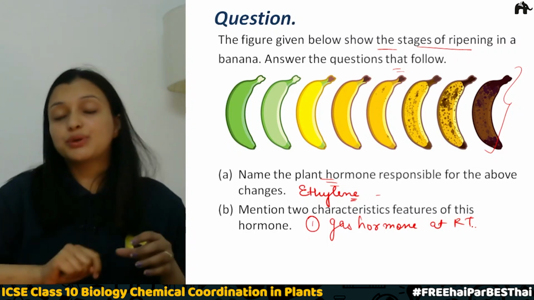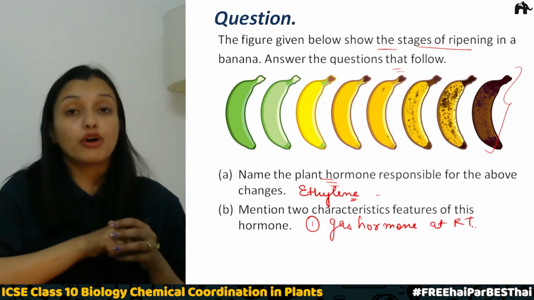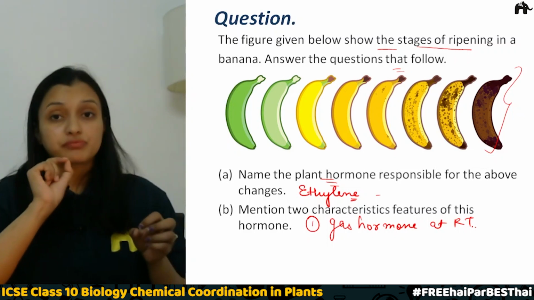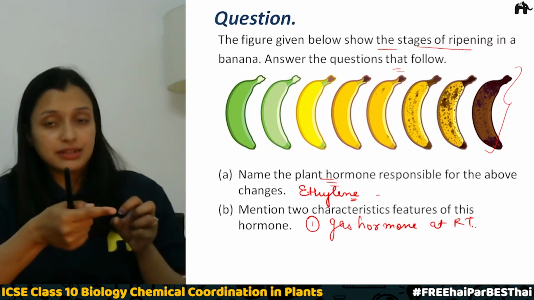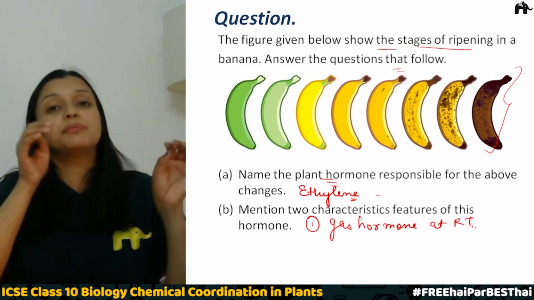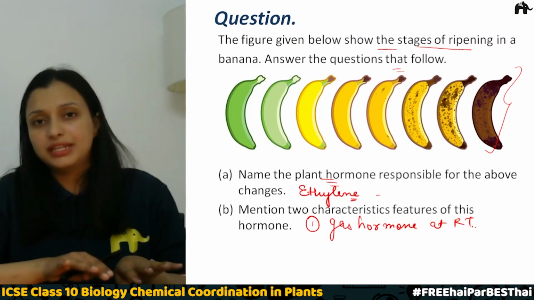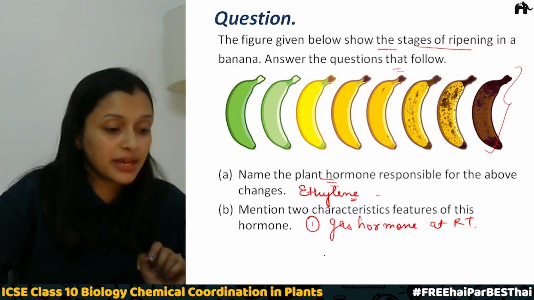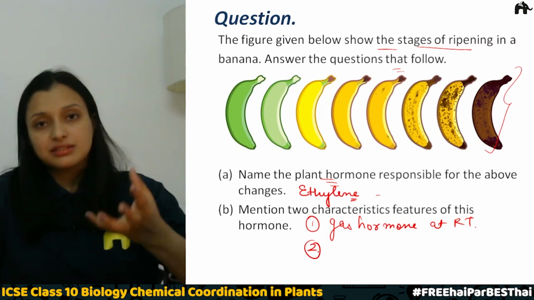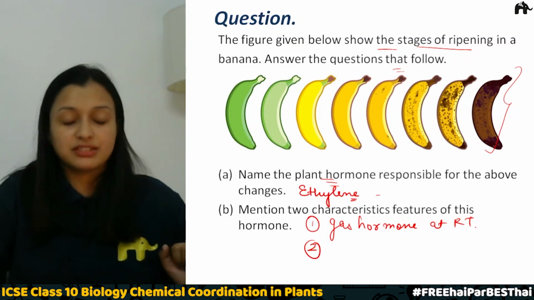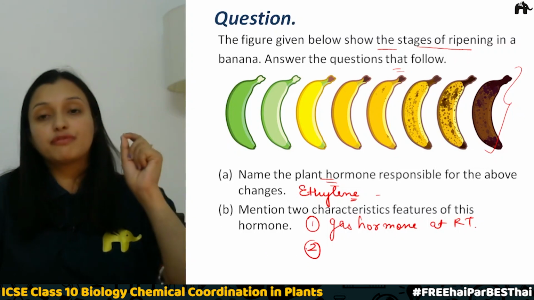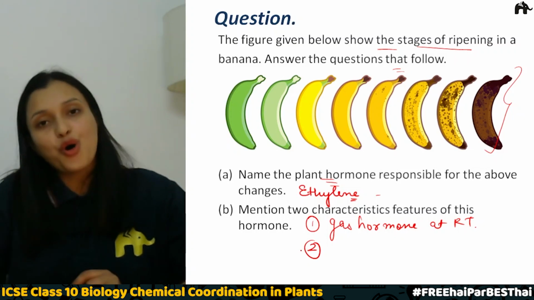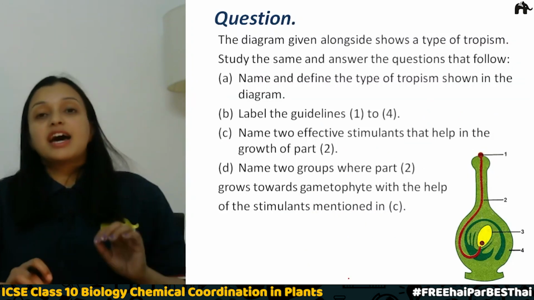But in this particular case, in the case of hormone ethylene, the hormone is produced at a particular site and it remains at that site only. It does not travel to other places, right? And this was the second characteristic feature. So the site of the synthesis is the site of action for this particular hormone. Clear?